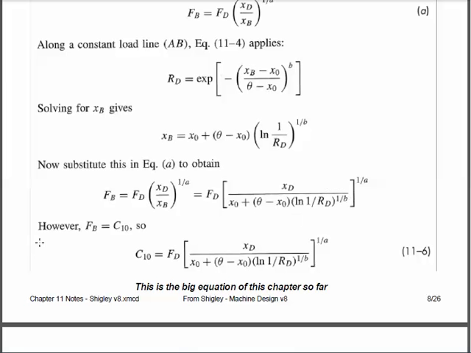So finally, here is a design equation. This is the most important. So this is the big equation of this chapter so far. If I want to pick a bearing, I've got to decide 3 things that I want out of that bearing. What force do I need to put through the bearing? How long do I want it to last? And what reliability do I need for this bearing? We'll talk about why we might need certain reliabilities later.